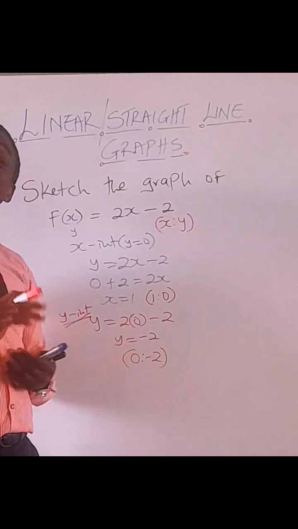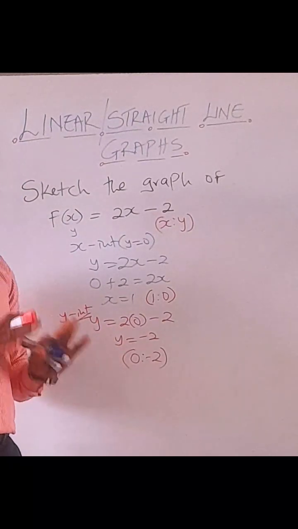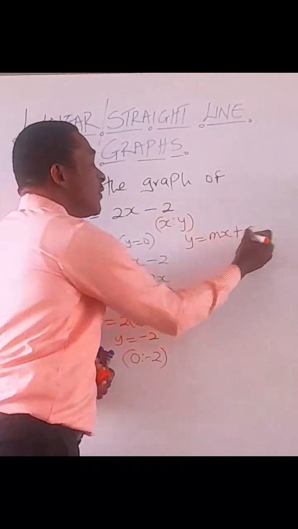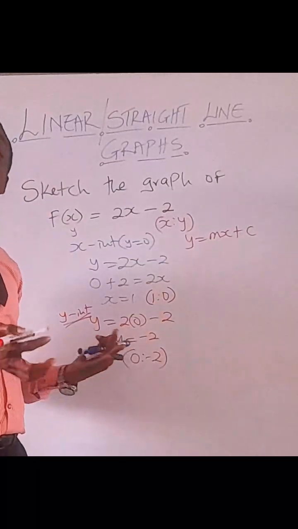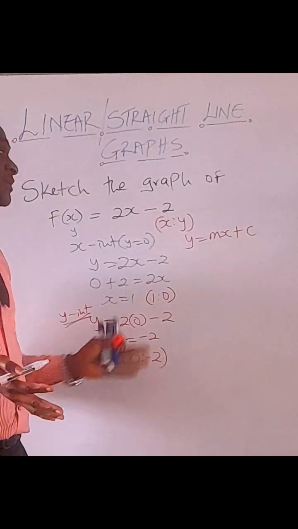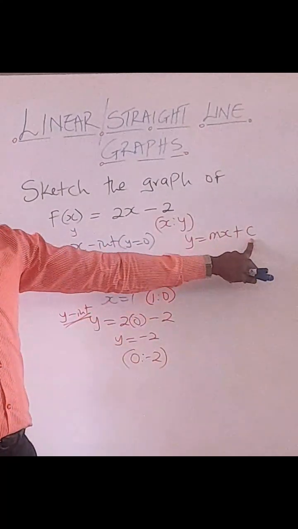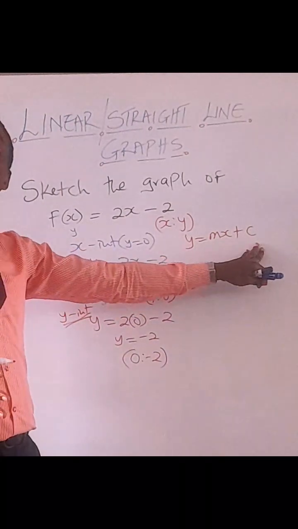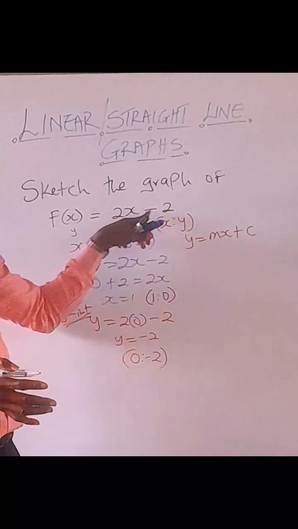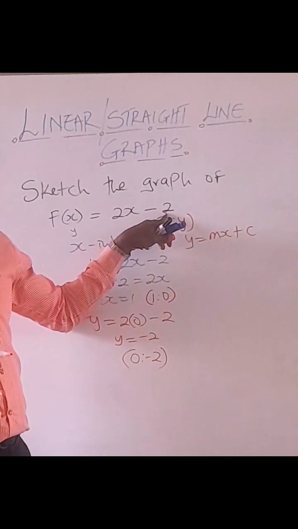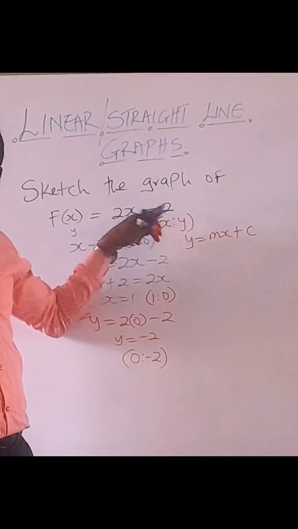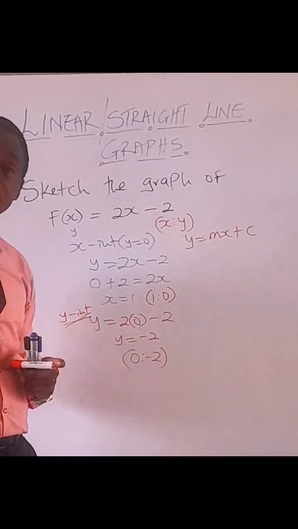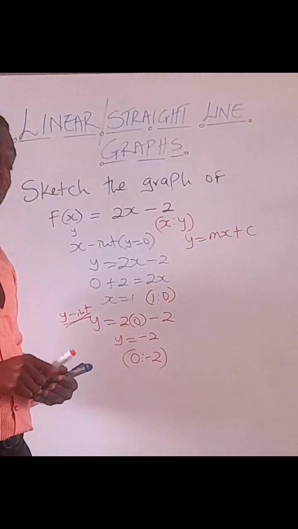Please note that there is a faster way of getting your y-intercept. The general form of every linear function is y equals mx plus c, or ax plus q, where q or our c represents the y-intercept. So once it is in this format, you can easily pick out your minus 2 or whatever that is there as your y value of the y-intercept. Of course, your x will always be 0.